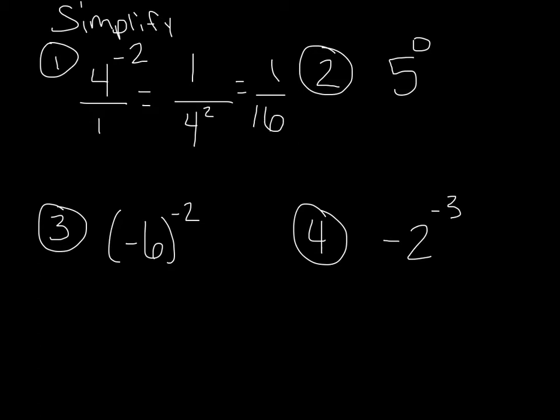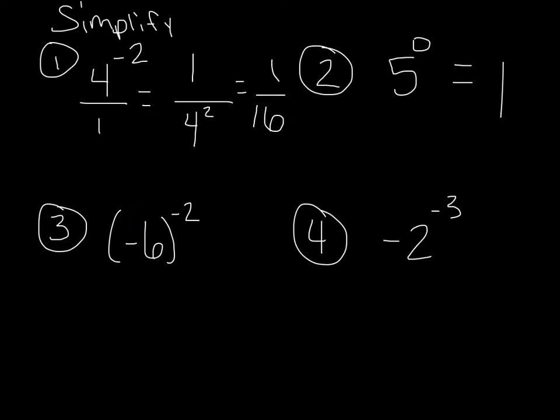Okay, number 2, 5 to the 0. Remember, anything to the 0 power equals 1. Okay, number 3, negative 6 to the negative 2. So now we need to look at this real quick. You have to look at that negative sign right here. It's in parentheses, which means this exponent goes to the negative 6, not just the 6, but also the negative.